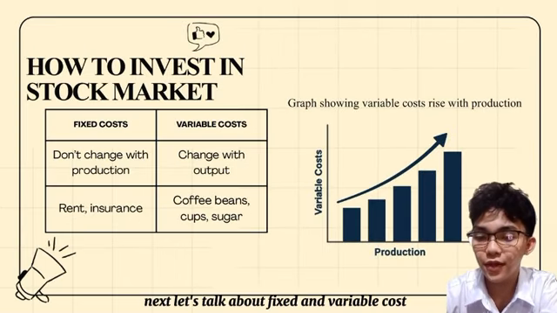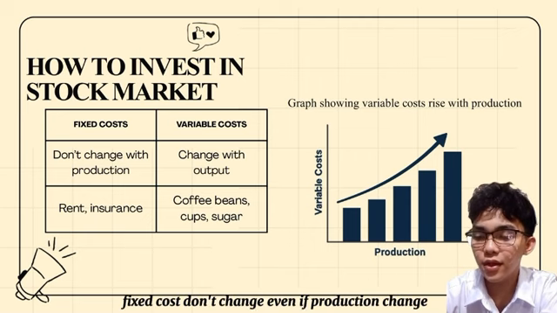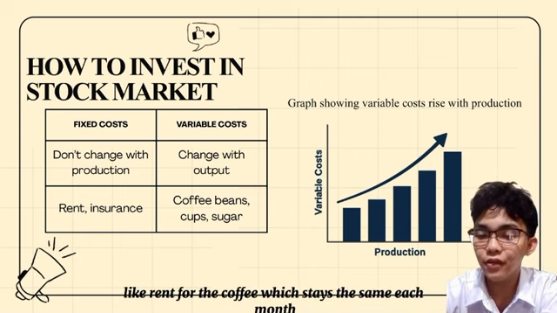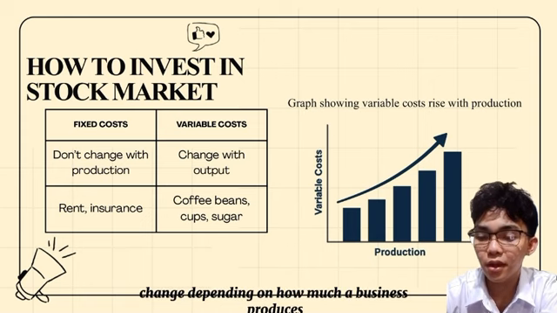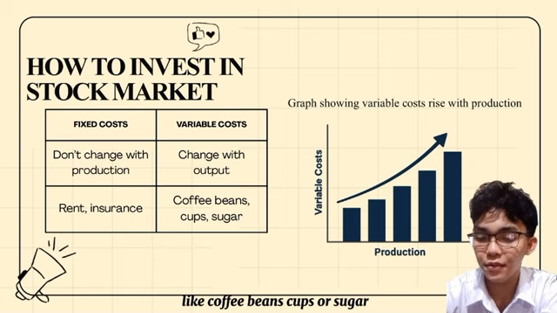Next, let's talk about fixed and variable costs. Fixed costs don't change even if production changes, like rent for the cafe, which stays the same each month. Variable costs, on the other hand, change depending on how much a business produces, like coffee beans, cups, or sugar.